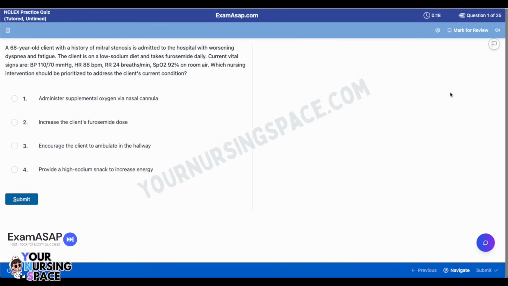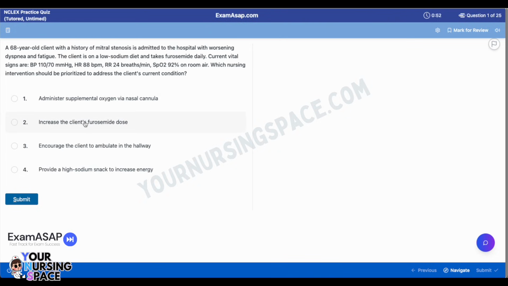A 68-year-old client with a history of mitral stenosis is admitted to the hospital with worsening dyspnea and fatigue. The client is on a low-sodium diet and takes furosemide daily. Current vital signs are BP 110/70 mmHg, HR 88 BPM, RR 24 breaths per minute, SpO2 92% on room air. Which nursing intervention should be prioritized to address the client's current condition?